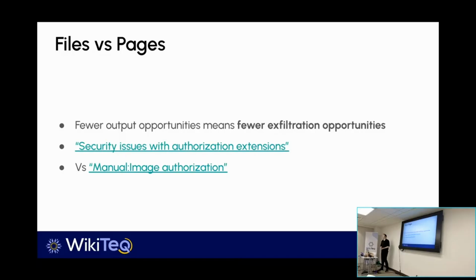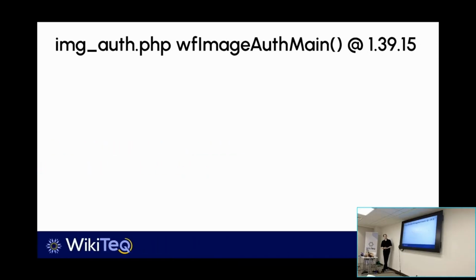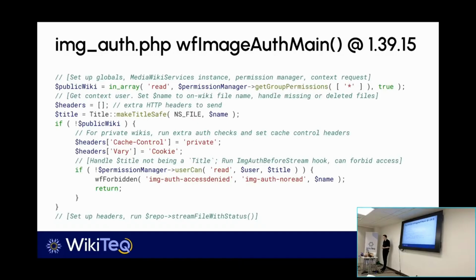It works well. Imagine if I just edited there. No. So we developed this against MediaWiki 1.39.15. That 15 is going to be relevant later. And if you look at the source code of the img_auth.php entry point, most of the logic is in this one big global entry point called wfImageAuthMain.